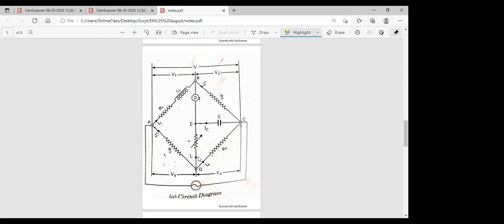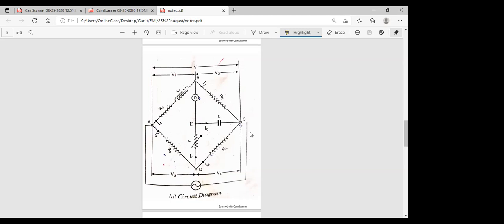This is used to find out the value of the inductance or the resistance between the arm A and B. In the arm A and B, we will find out the value of the R1 and the L1. Students, we will find out the value of the R1 and the L1 by comparing it with the value of R2. This is the capacitor, this is the resistance, this is R3, R4 resistance. So this is the diagram of the Anderson bridge.